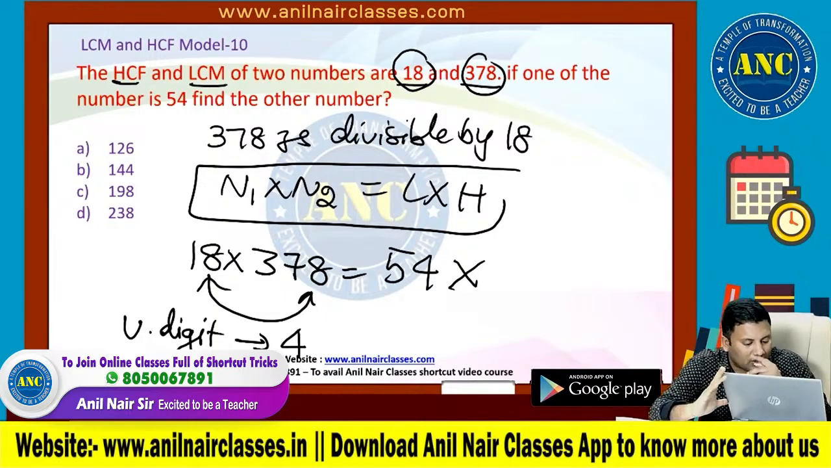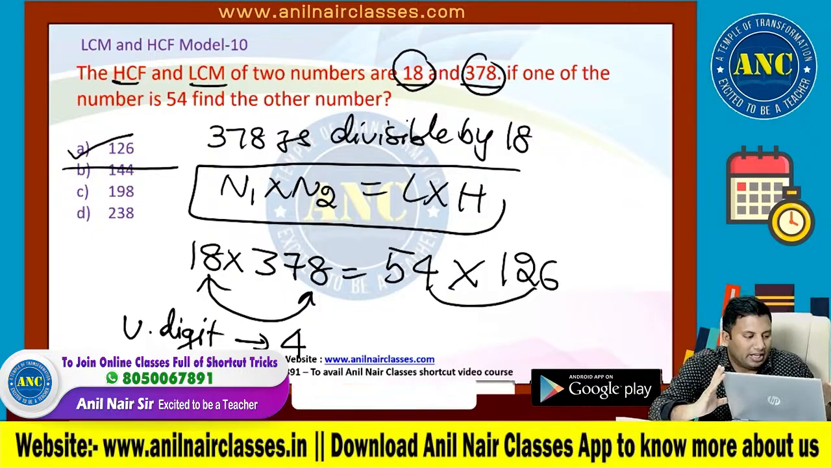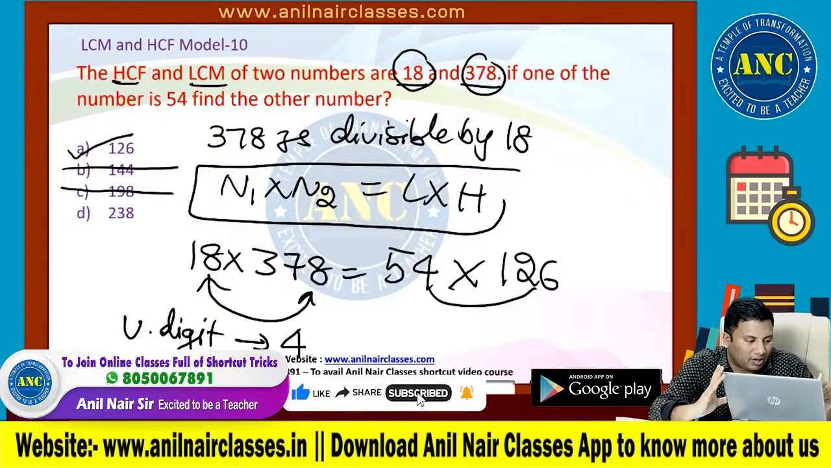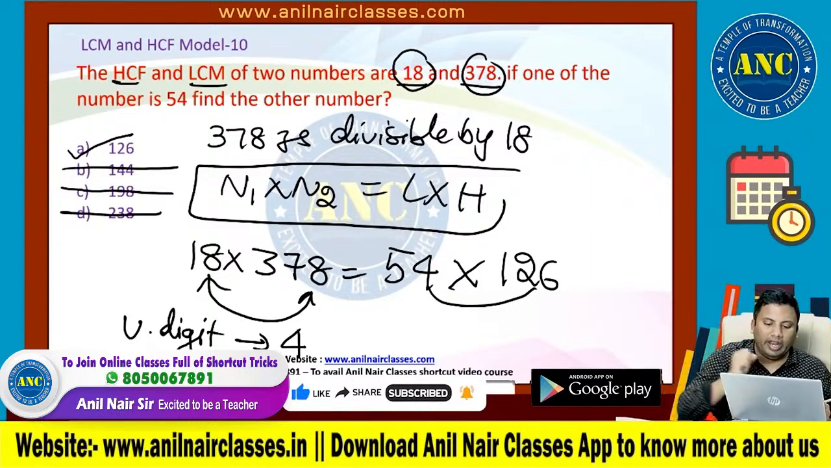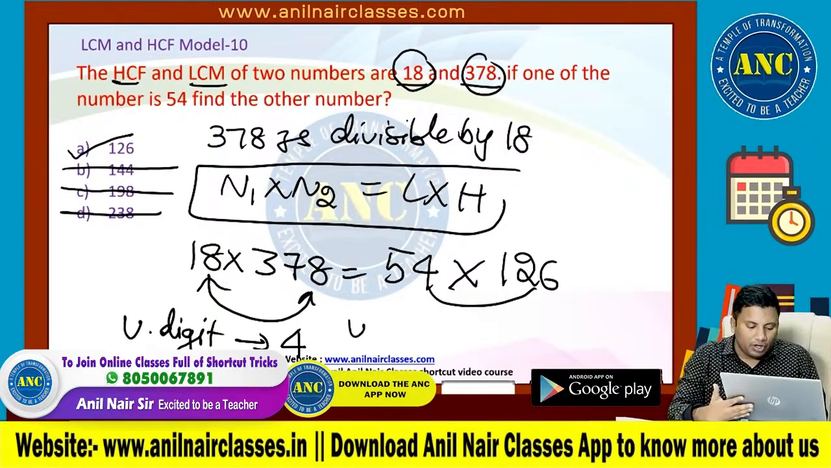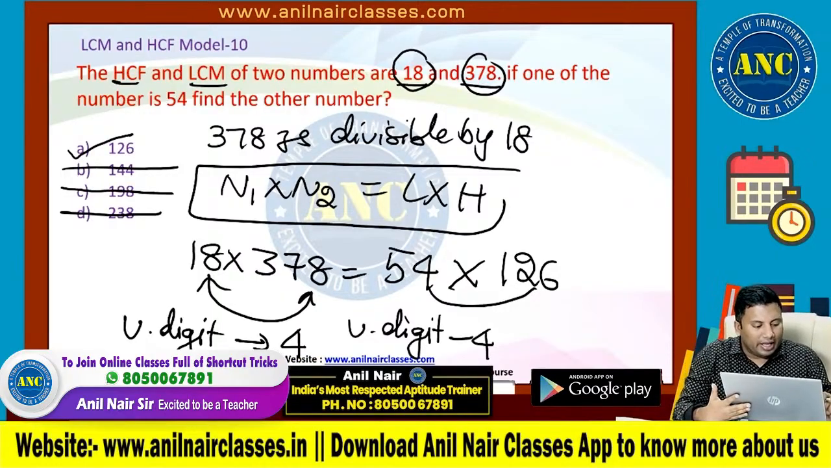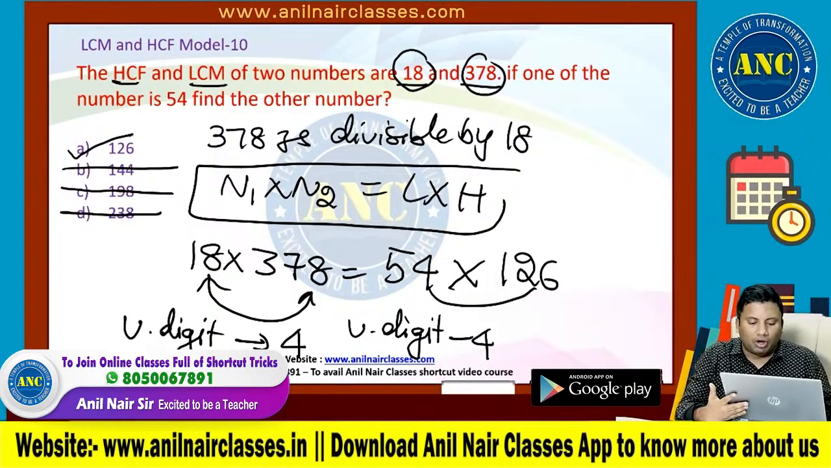4 6s are 24. 54 into 126. 4 6s are 24. 4 4s are 16. 6, I need 4. 8 4s are 32, it is 2, not required. This also you don't need. Unit digit should be 4. 8 8s are 64. 4 into 6 is 24. This also you don't need.